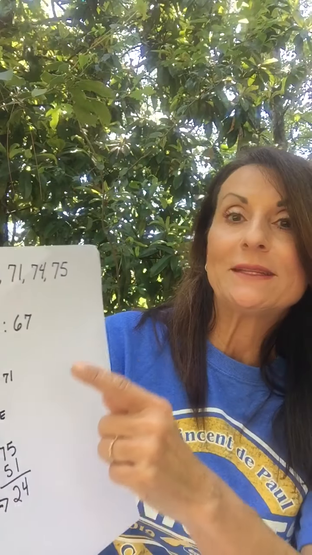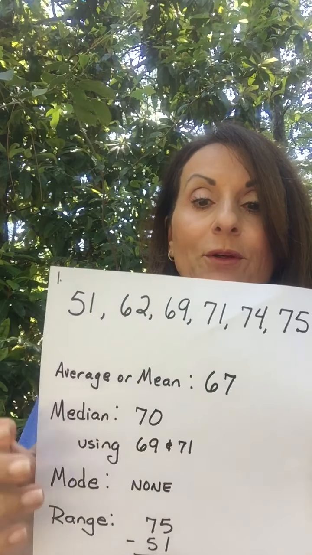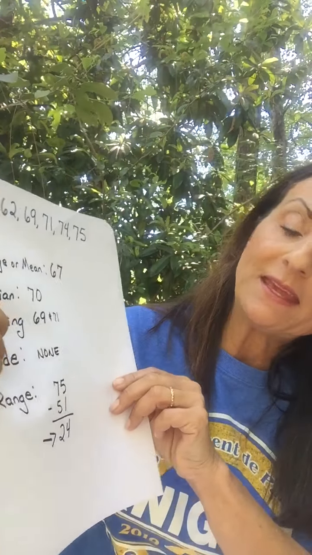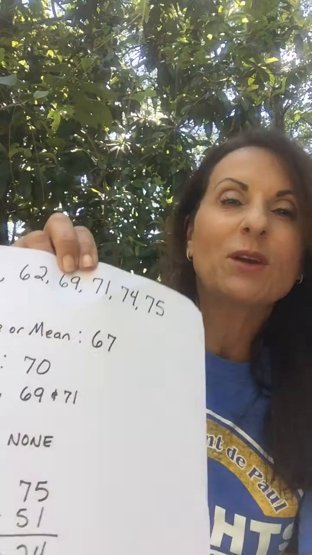The range, you would take the top number, 75, and subtract the lowest number, 51, and you get the answer, 24. Okay, I'm going to hold this up so you can see, and I'm also going to scan this to you so you can really check your answers. Okay, moving on. Look at number 2. Number 2, they asked us to do the same thing. You must put those in order first. So go ahead, press pause, and work that out, and I'll come back with the answers.